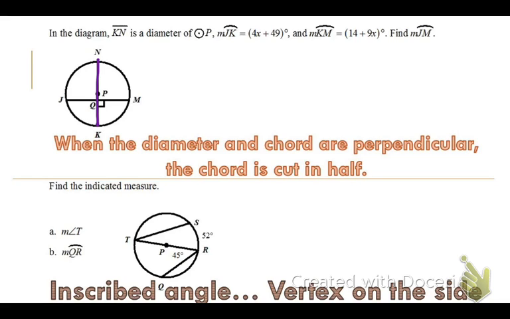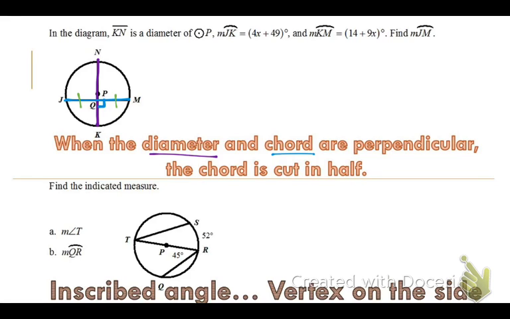So, with a diameter and a chord, what is the name of our chord here? JM. Our diameter I marked in purple. Our chord is JM. When they're perpendicular, what makes these two perpendicular? The right angle. When they come together, they form a right angle. The chord is cut in half. So that means JQ is congruent to QM. P is the center. My bad. Does everyone at least understand that portion?